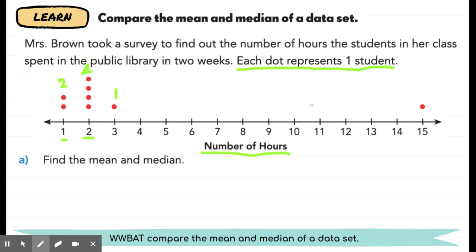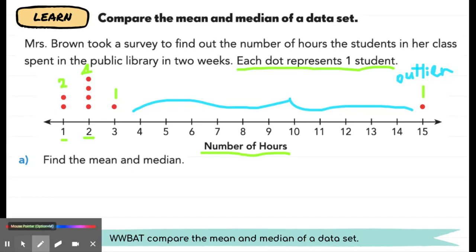And there's one student at the end over here who spent 15 hours in the library, and this is the value we call the outlier. The outlier is the value that is away from everyone else, and it will change the central tendency of our data significantly. So sometimes an outlier might not be included when we're calculating the data.